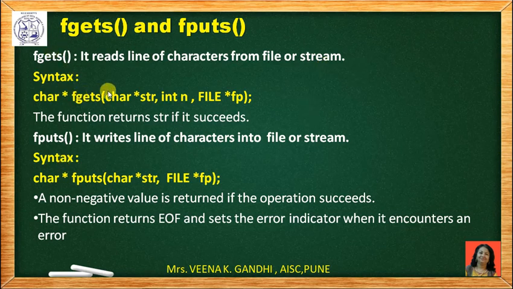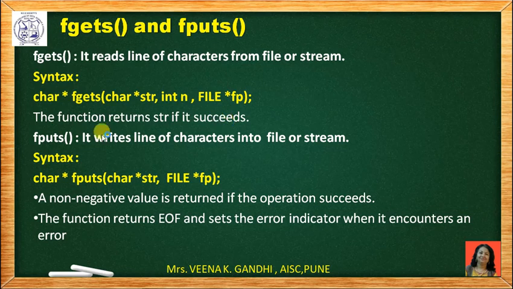Syntax: fgets, then the string where we want to store the data read from the file, the number of characters you want to read, and the file pointer. So fgets(char *str, n, fp), where str stores the data read from the file, then n is how many characters we want to read from the file, and the file pointer. The function returns str if it succeeds.